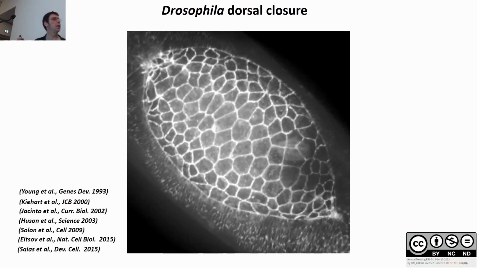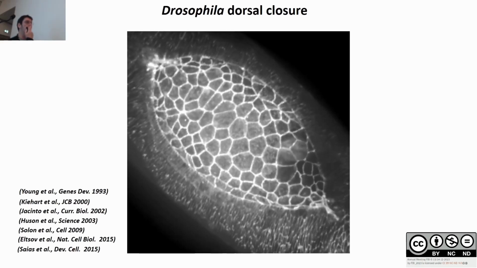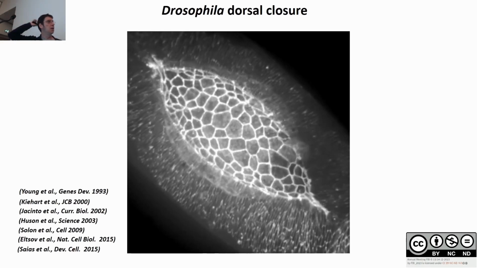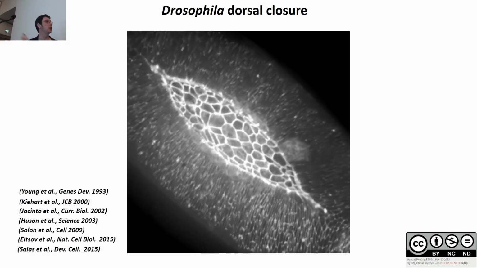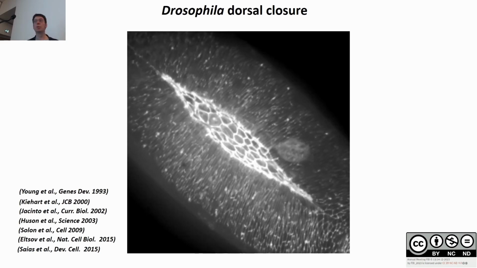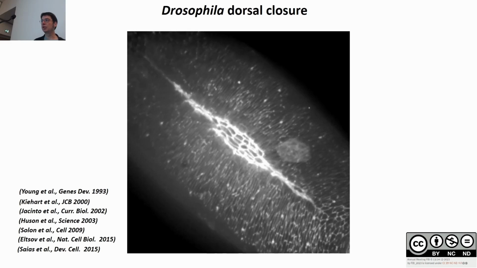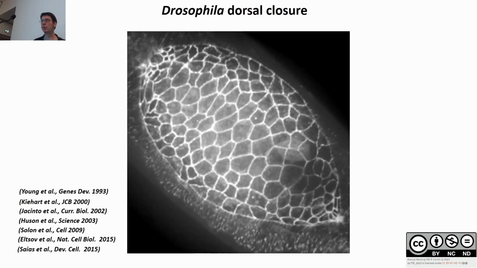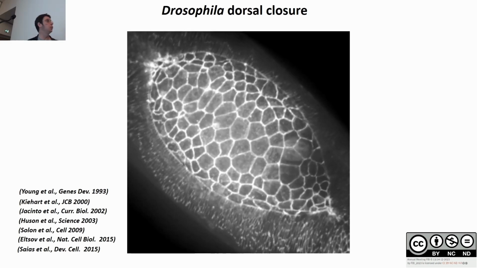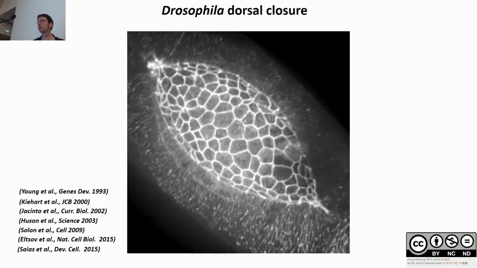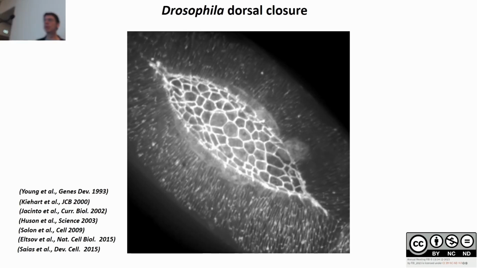Okay, so today I will focus on Drosophila dorsal closure and the effort that we have spent, I would say, in the last 10-15 years to try to understand this process. It's actually, the first paper on this process is 30 years old, this particular year. So it's very well investigated.